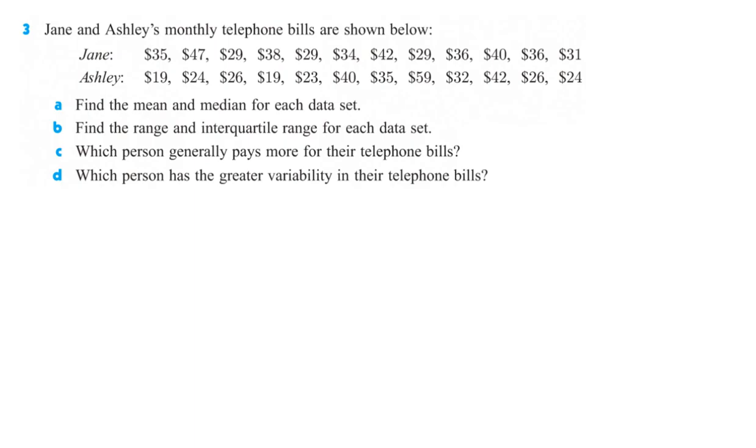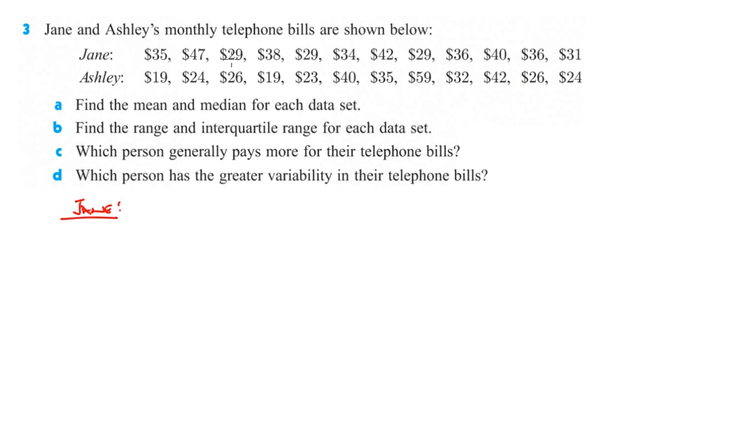Which is number 3. Jane and Ashley's monthly telephone bills are shown below. Find the mean and median for each data set. So these are not arranged in order, so you can go through and arrange them in order, or you can put them into the calculator too, and it will arrange it for you. So let's do one of each. So for Jane, we'll do it by hand. So here is Jane.